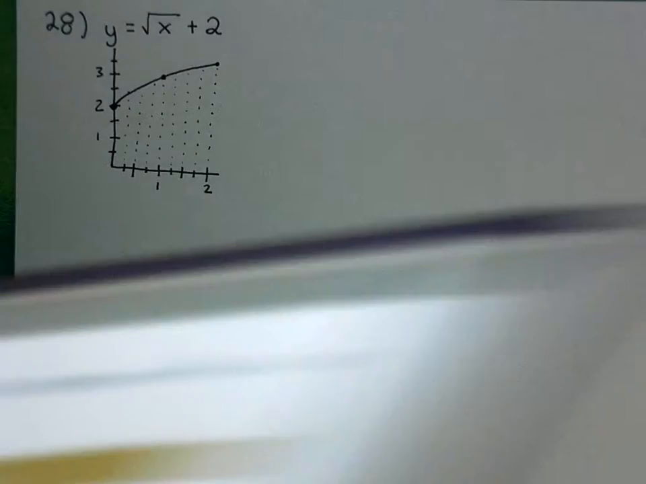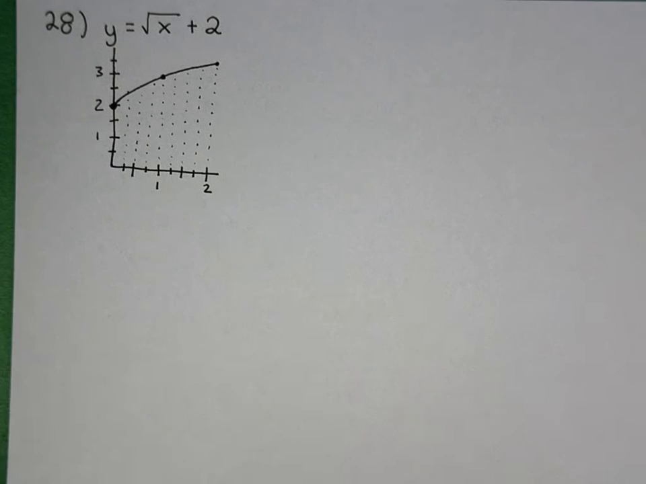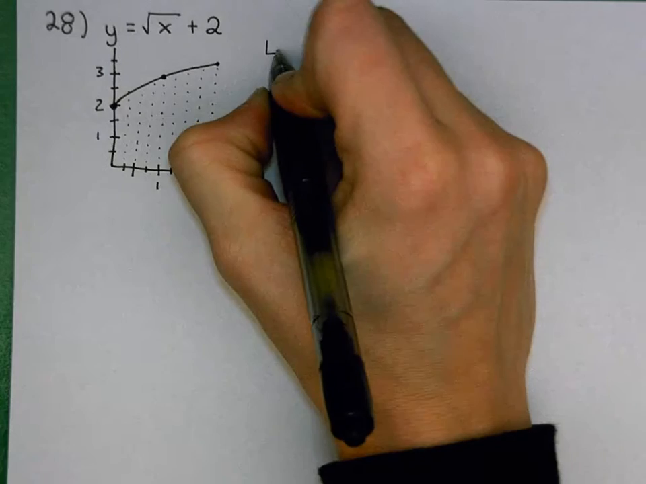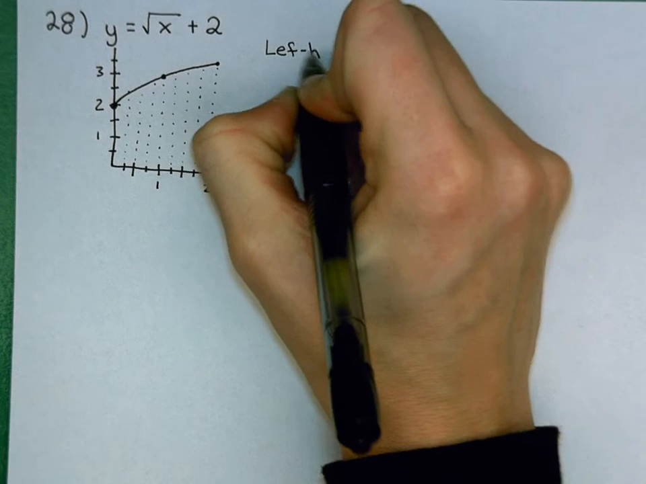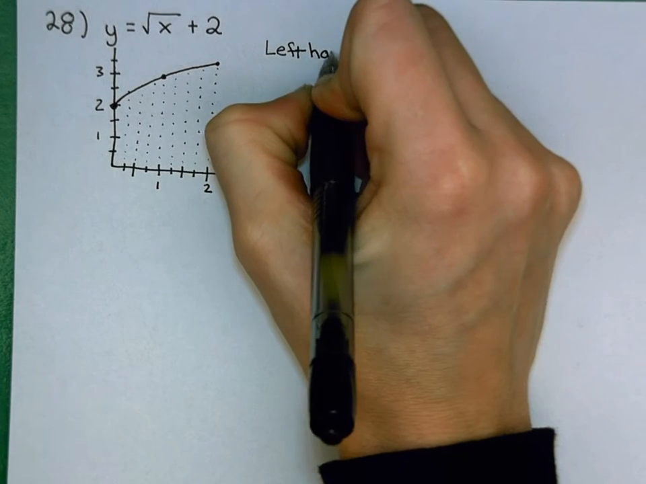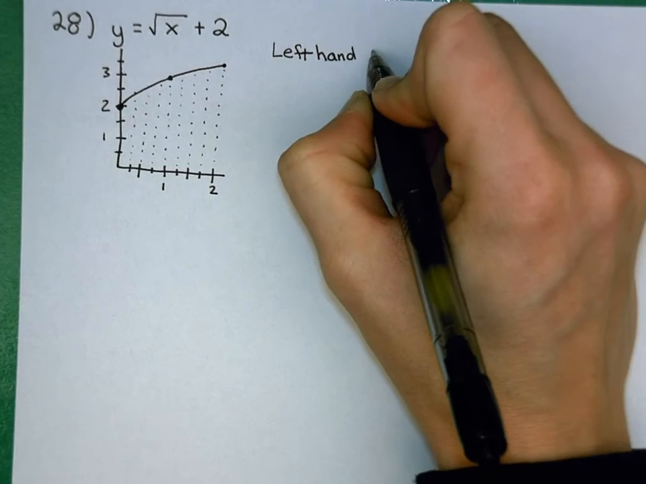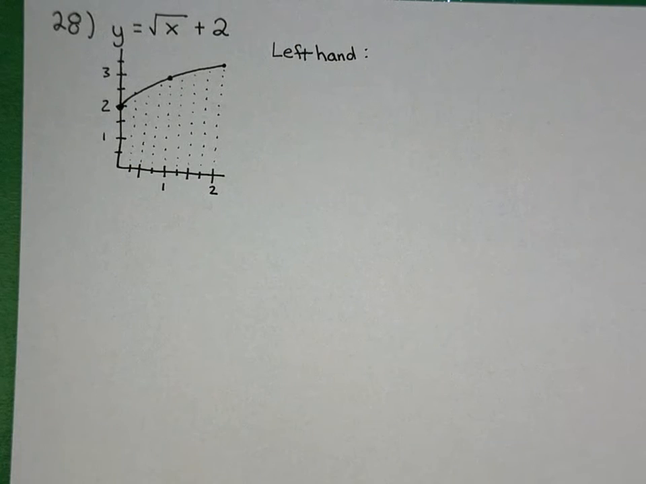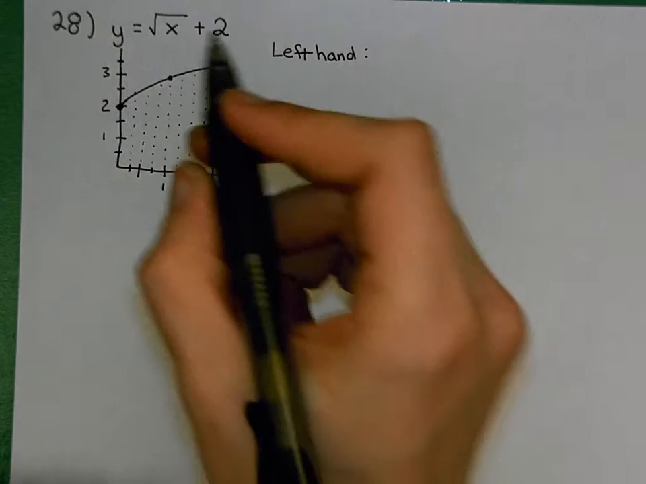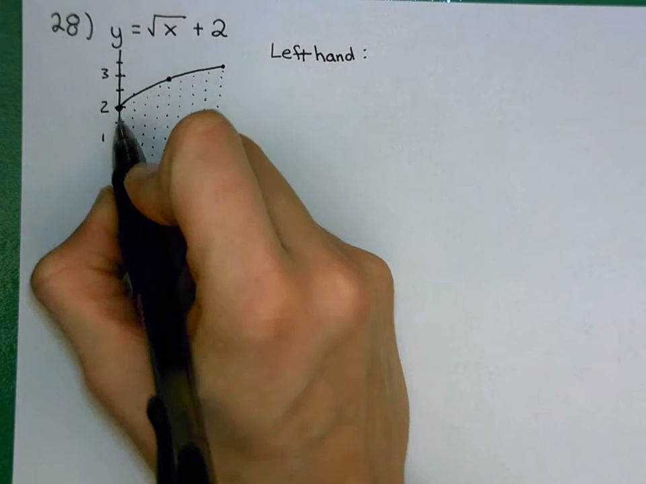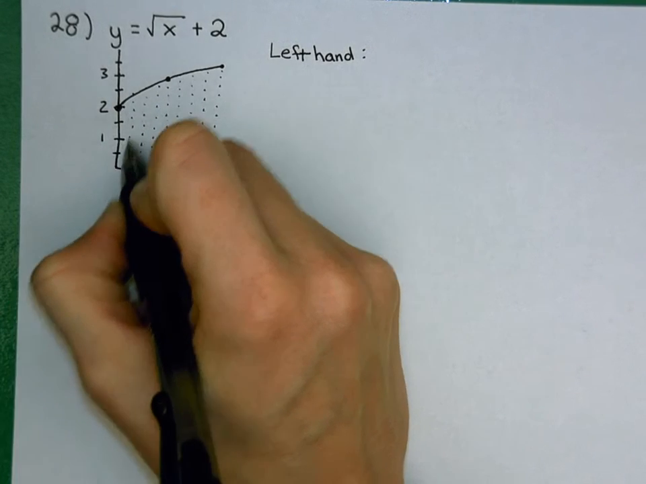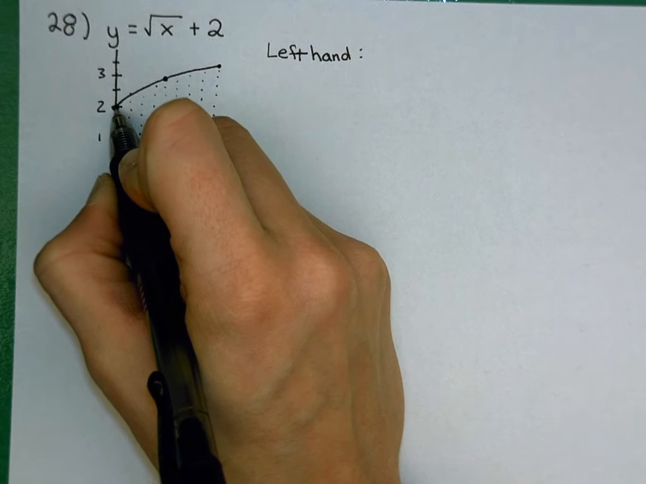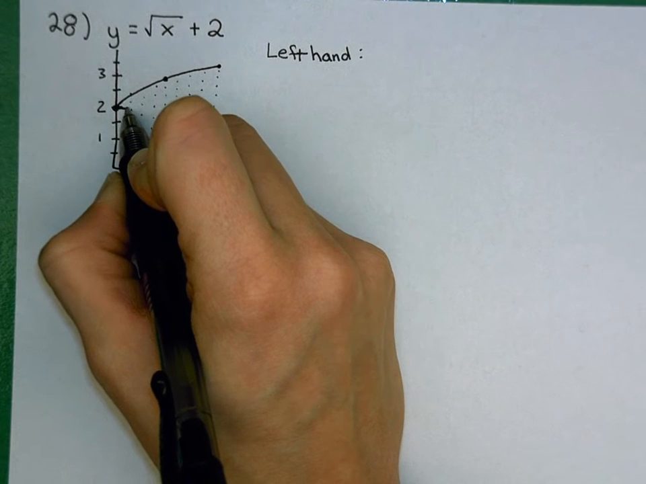So I went ahead and copied over number 28 onto my scratch paper here. And we're going to start with a left-hand Riemann sum. So a left-hand Riemann sum are the rectangles that are formed when we use the left-hand endpoint of each subinterval. So the first rectangle we're going to be looking at, when I'm looking at this first subinterval here, is what rectangle is formed using the left point, or x equals 0.